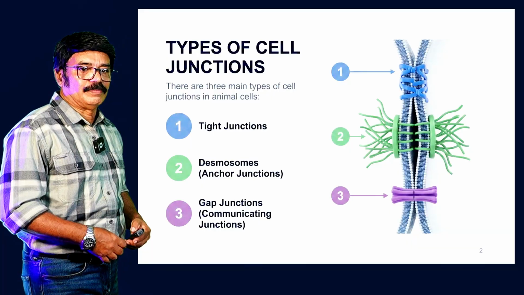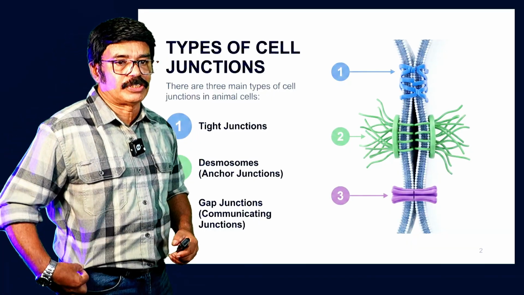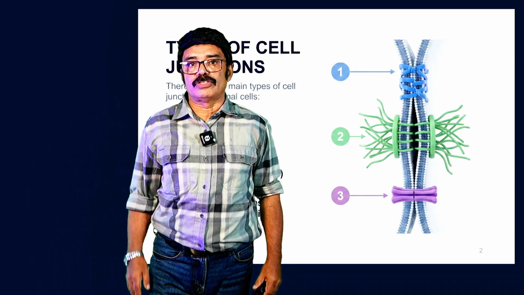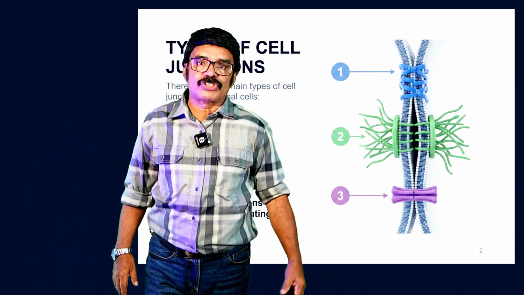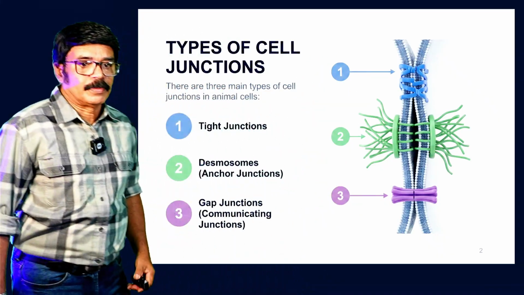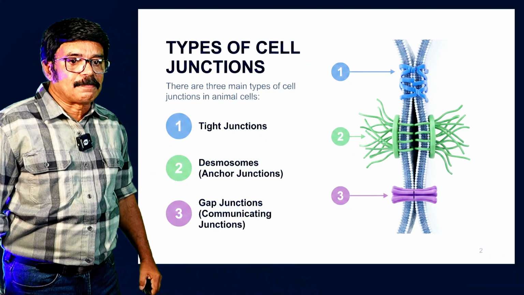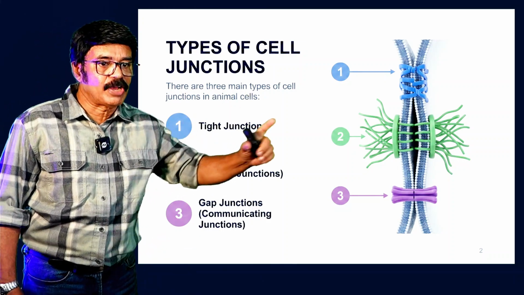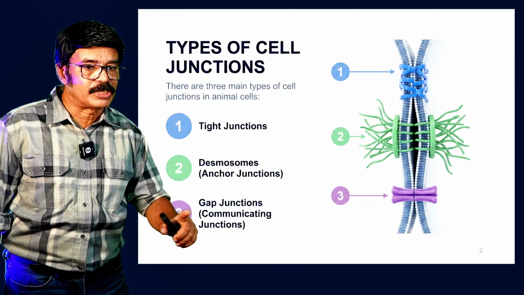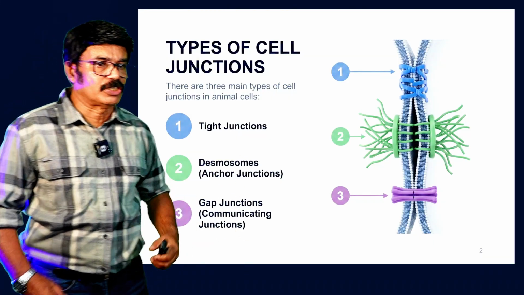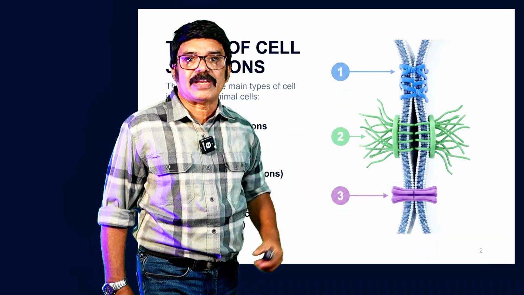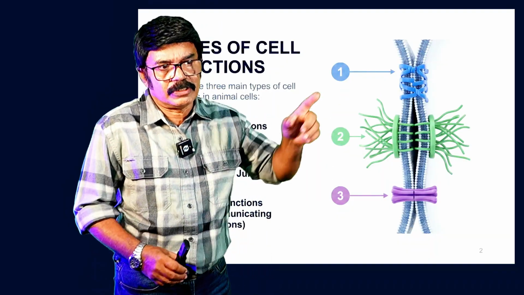Next slide. Types of cell junctions in your syllabus. Now we are going to see different types of cell junctions. There are three main types of cell junctions in animal cells. Number one, tight junctions, then desmosomes, and gap junctions. Tight junctions are really tight, just like a belt. You can see that tight. So you just think like this.